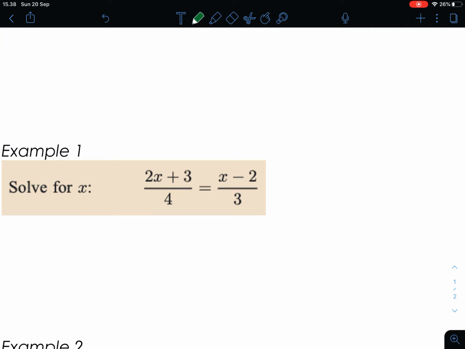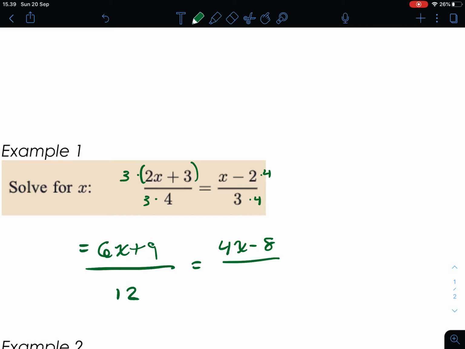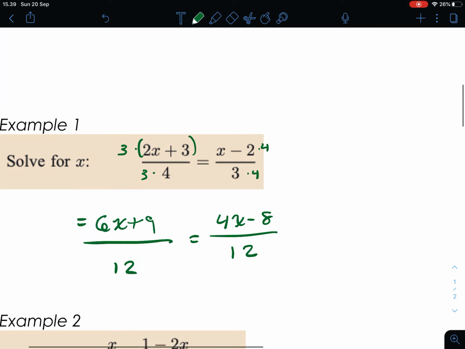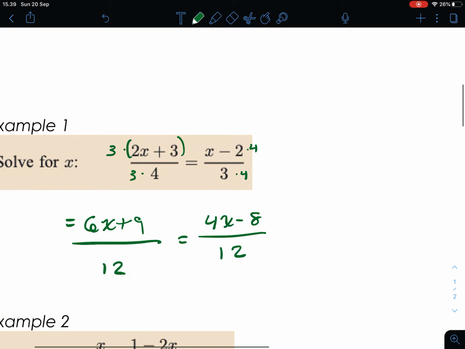Well, what's the lowest common denominator here of 4 and 3? That would be 12, right? So let's multiply this by 3, multiply this by 4. Remember, we have to do the same thing to top and bottom. So this becomes 6x plus 9, because that's like parentheses, basically, over 12 equals x minus 2 times 4 is 4x minus 8 divided by 12.